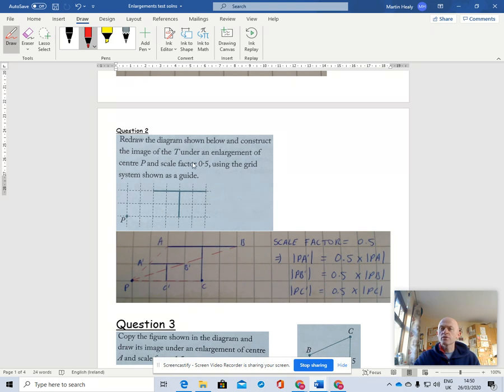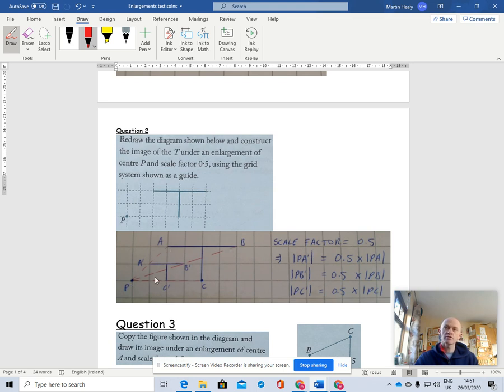So the scale factor is 0.5, but that's kind of a weird thing about enlargements. The image can end up being smaller than the object if the scale factor is less than 1. But basically here, and in all these kind of ones where you're drawing, you just draw a line from the vertex back to the center of enlargement and do the same for A, B, and C here. And if the scale factor is 0.5, that means the distance from P to A dashed should be half the distance from P to A.